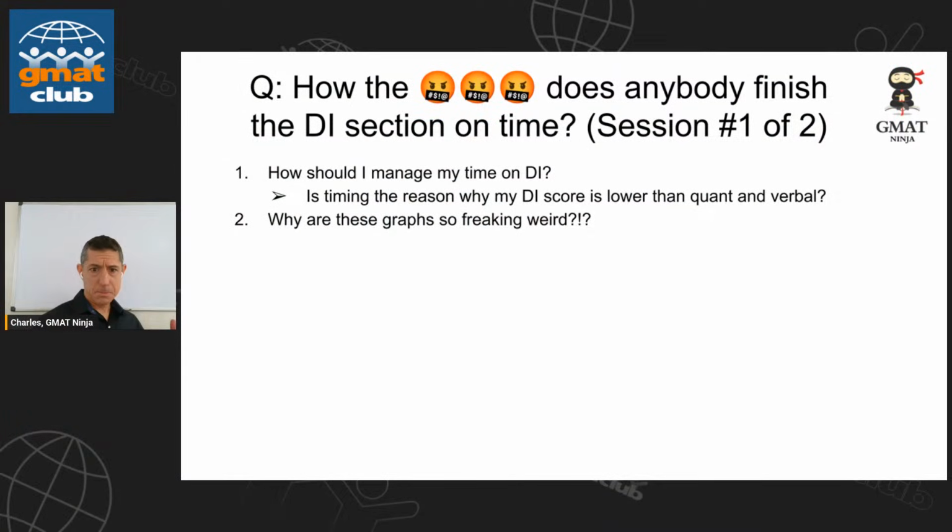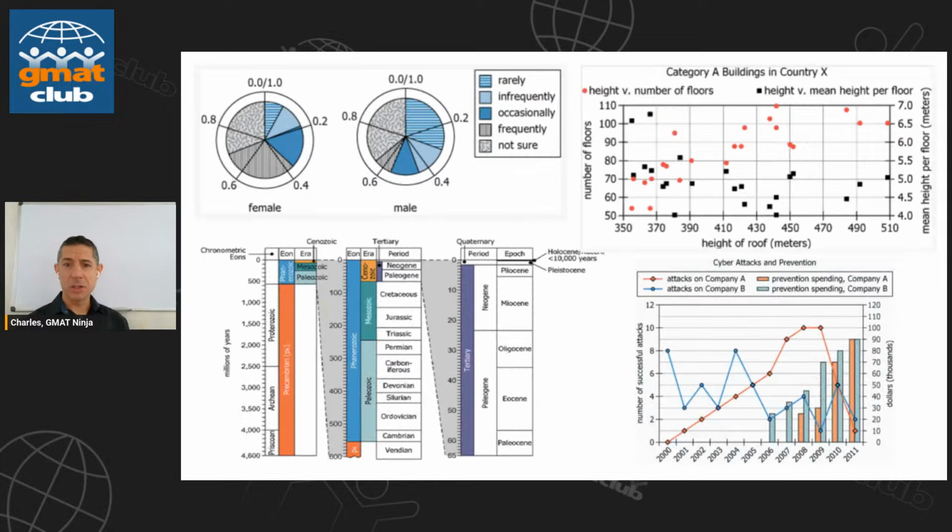All right. With that, let's get into question 2. Why are these graphs so freaking weird? A lot of the comments we get is, what is this? I stare my eyes out at these things. So I want to hone in a little bit on some of the funkier looking graphs. What do I mean? Boy, GMAT's getting creative with this stuff, for better or worse.